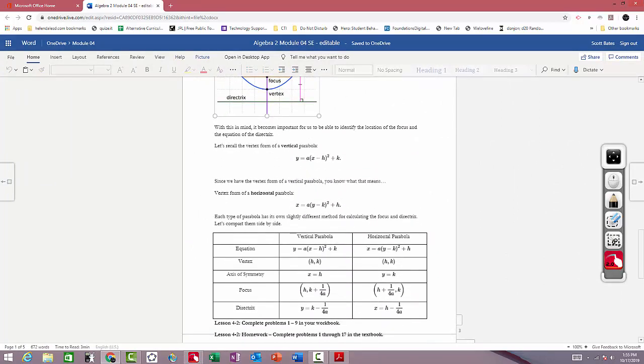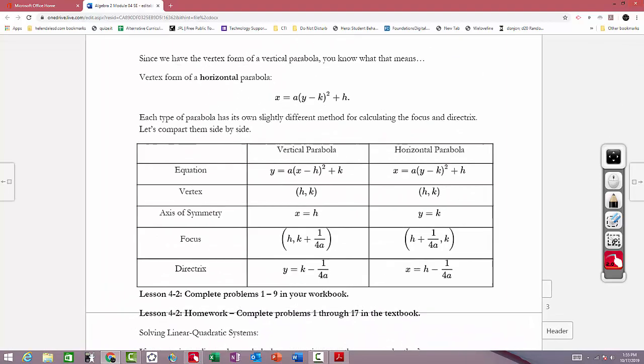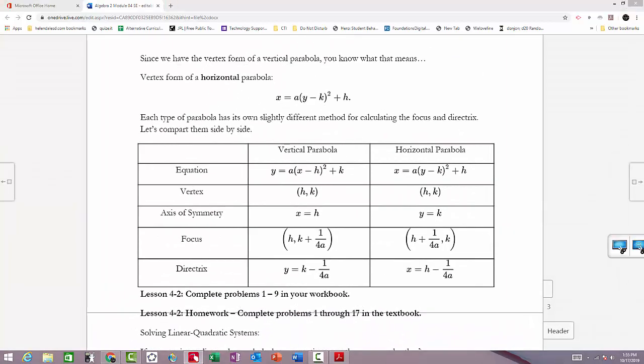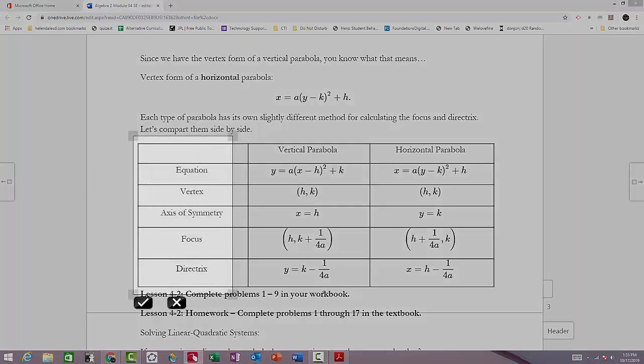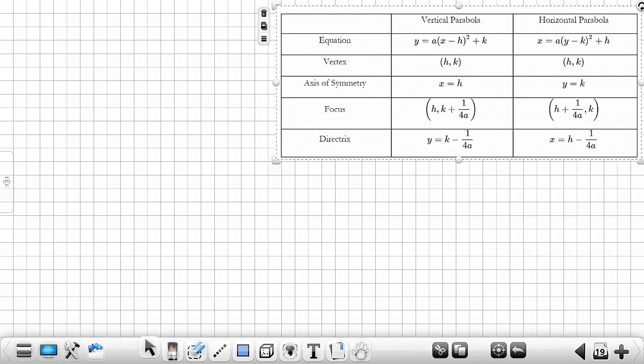Wow. All right. So I'm going to copy or cut both of these over. We're all going to laugh at you.